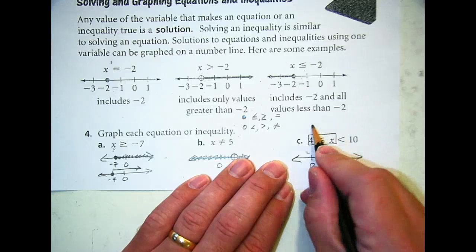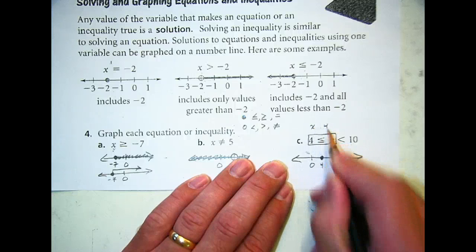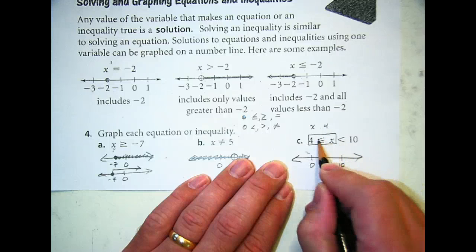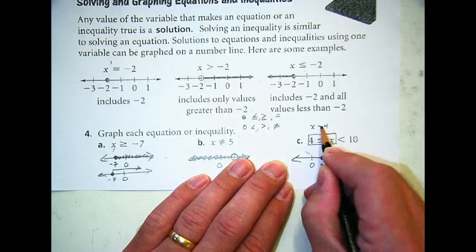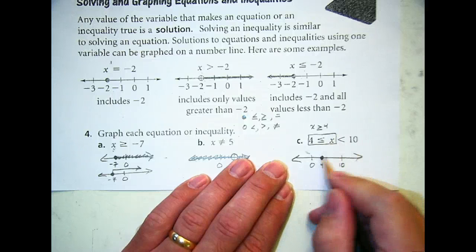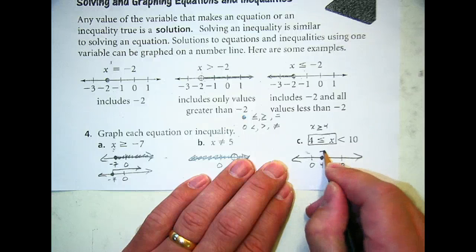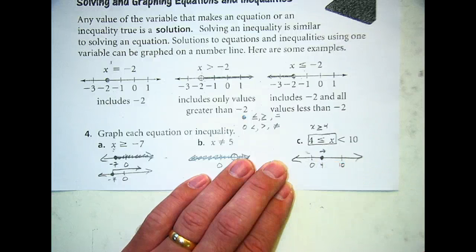Now some students really have to rewrite it. They're like, well, I have to see it with the variable first. Well, if you do that, make sure you recognize when you write those two things down that the arrow's pointing at the 4. So when you rewrite it, you make sure it looks like that. So from that spot, I'm actually shading that direction.